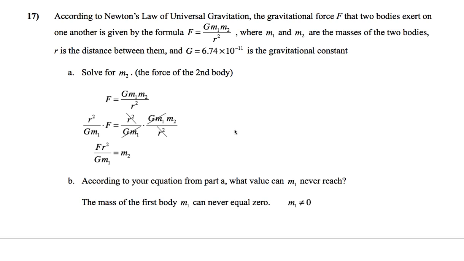Okay, so this is question 17, and it asks us to solve for a particular value within a formula, Newton's law of universal gravitation. In that formula, the gravitational force F is given by the gravitational constant, G, times the mass of one body and the mass of a second body, celestial body. Actually, it doesn't have to be a celestial body.